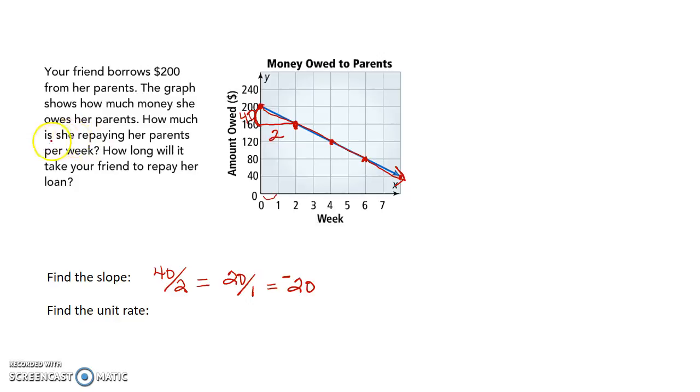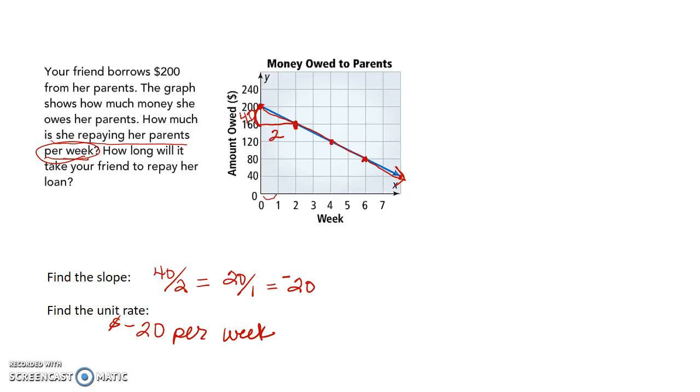And it says, how much is she repaying her parents per week, which when we see that per week, that is our unit rate. So she is repaying her parents $20 per week. Again, that negative just means that she is decreasing how much she owes her parents every week.